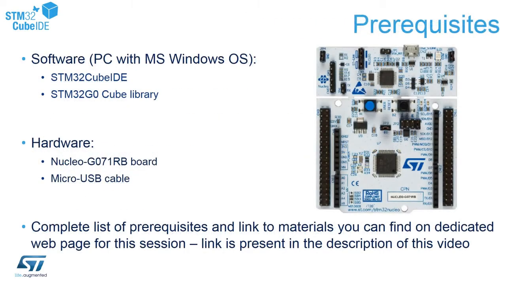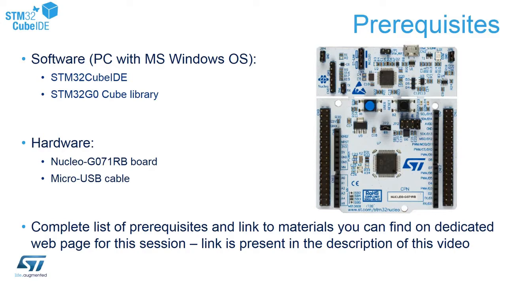Let's talk about the prerequisites for this session. The first and most important one is, of course, the PC with pre-installed STM32CubeIDE software and STM32G0 Cube library. We have selected the STM32G071RB microcontroller to practice on during this session. This is why this library is key to allow us to generate the code and prepare some set of examples. From a hardware point of view, you would need one Nucleo board.